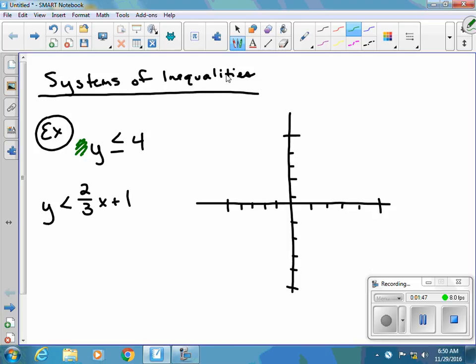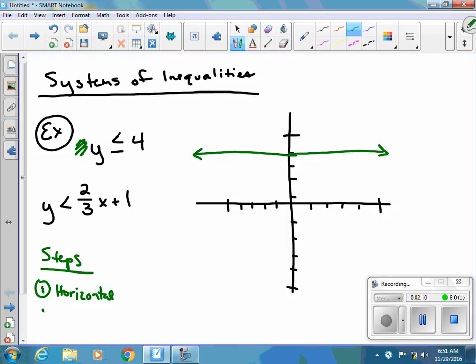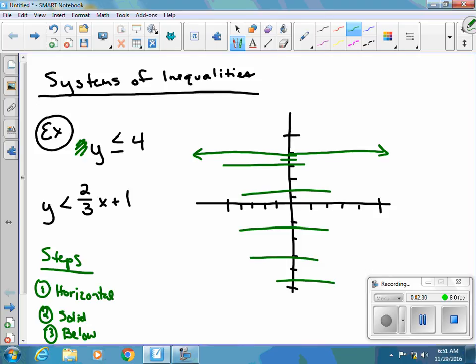So because I've got y equals 4 as a graph, I go to the 4 spot and I have, in this case, a solid line. Sorry, I should have my steps here. So because it's a y, we know it's a horizontal line. I don't have a slope, so I just know it's going to be a horizontal line. Step 2, though, is going to be solid. Step 3, we're going to shade below. So everything in the shaded area.